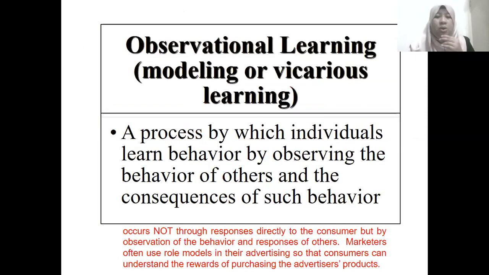Right. So we also have observational learning, modeling, or vicarious learning, a process by which individuals learn behavior by observing the behavior of others and the consequences of such behavior. So it occurs not by responding directly as the consumer, but by observation. Mostly they observe it, then they know the behavior and response of others. So marketers use role models in their advertising, so the consumer can understand the rewards of purchasing the advertised product.